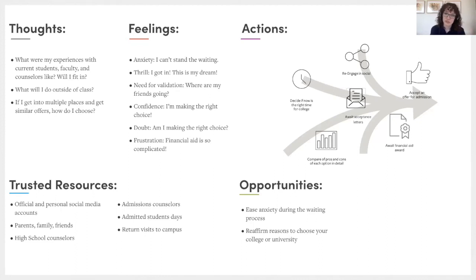So the trusted resources in this phase are not totally dissimilar, but we see a greater emphasis on official and personal social media accounts. Again, parents, family, and friends. We also see admissions counselors play a bigger role here, as well as admitted student days, and for some students, return visits to campus. So the opportunities in this phase, again, I mentioned it's a very anxiety-ridden time for prospective students. So your biggest opportunity is really how you ease things for us, and also how can you reaffirm reasons to choose your institution. We know students are looking for validation, so this is the time you get to remind them why they were so excited about applying to your college or university in the first place.